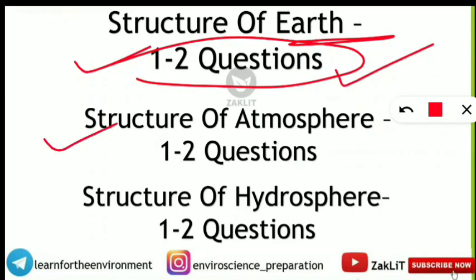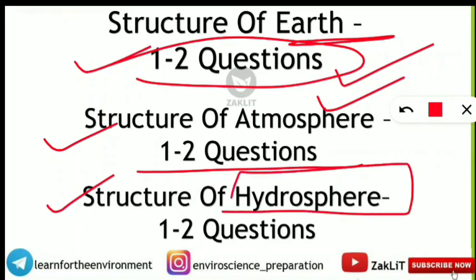Coming to the structure of atmosphere also, 1 to 2 questions are asked from this, that is atmospheric layers, the phenomena in different atmospheric layers, why the change in the temperature is there. So these are certain concepts from the structure of atmosphere coming in the environmental science paper. Next, similarly, coming to the structure of hydrosphere, here also 1 to 2 questions are asked. These three things are also important.